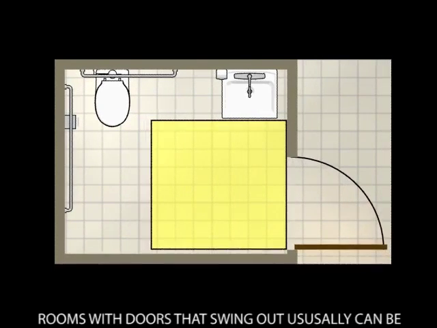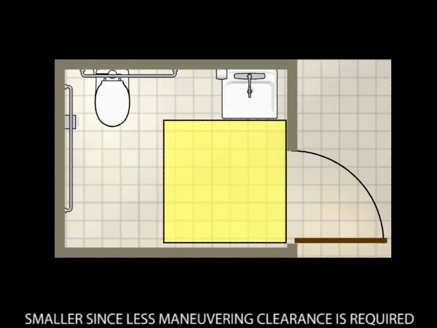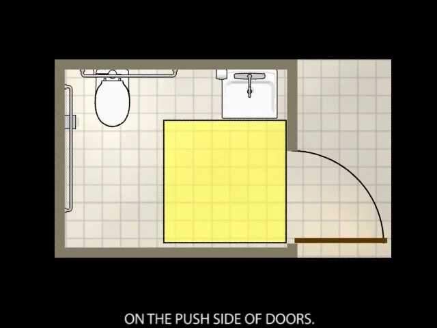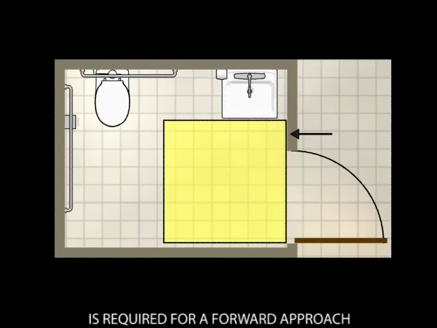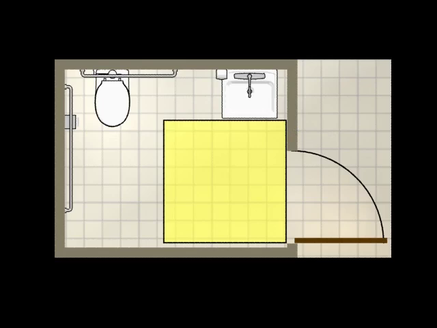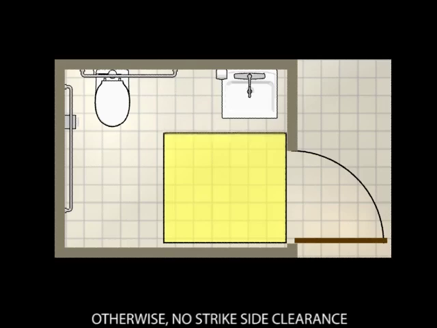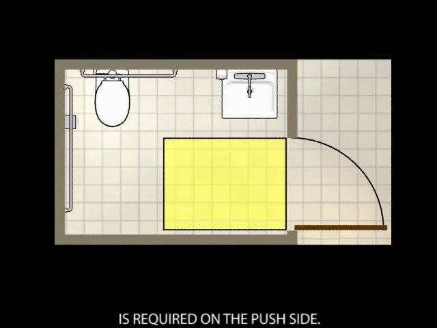Rooms with doors that swing out usually can be smaller since less maneuvering clearance is required on the push side of doors. On the push side, a strike side clearance of at least 12 inches is required for a forward approach if the door has both a closer and a latch. Otherwise, no strike side clearance is required on the push side.